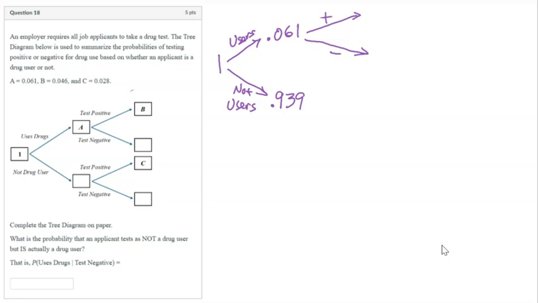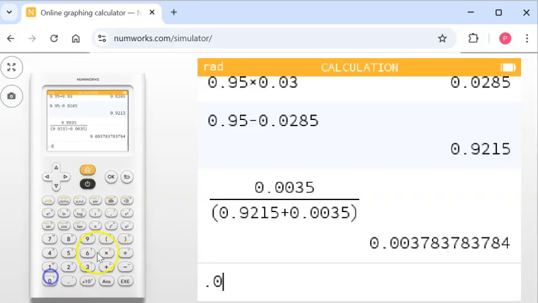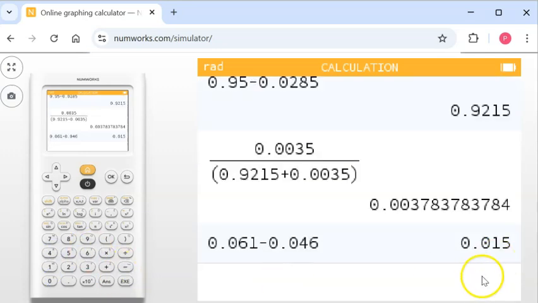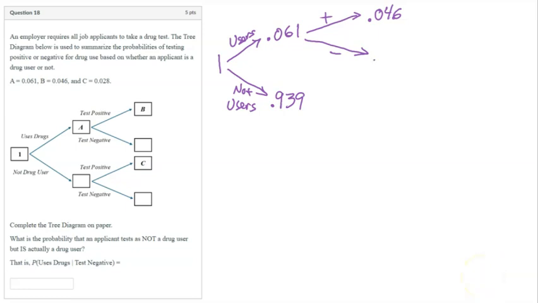Then we're going to split off the users into those who test positive and those who test negative, because that's what it says here. Testing positive goes up top, testing negative goes down below. This number here is B, and B is 0.046. To get the number below, we're going to do 0.061 minus 0.046, and that gives us 0.015. So here we're going to put 0.015.